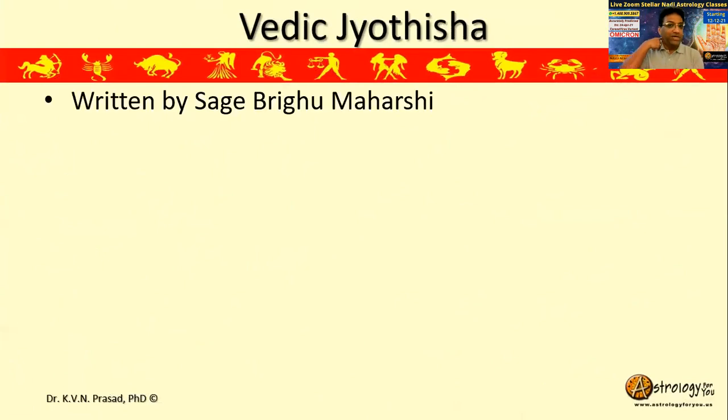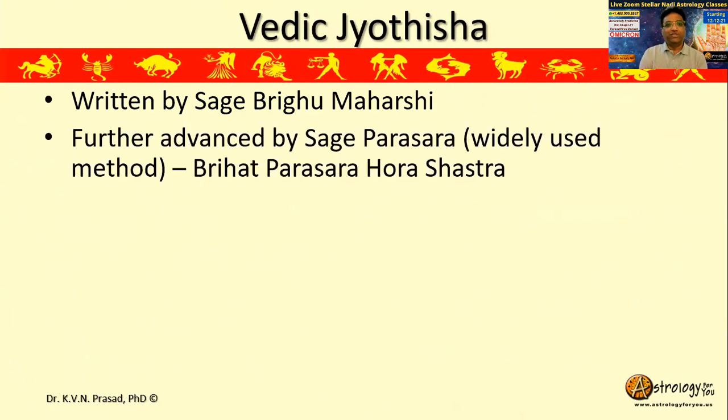Basically, how our Jyotisha started is that first it was started by sage Bhrigu Maharshi. He wrote it, and then it was further advanced by sage Parashara. That is what is widely used. I would say 95% of astrologers use the Parashara method. That is the book Brihat Parashara Hora Shastra.